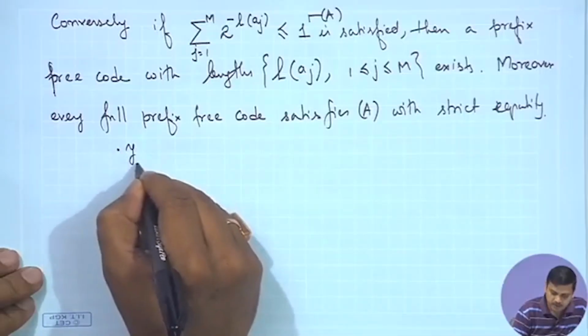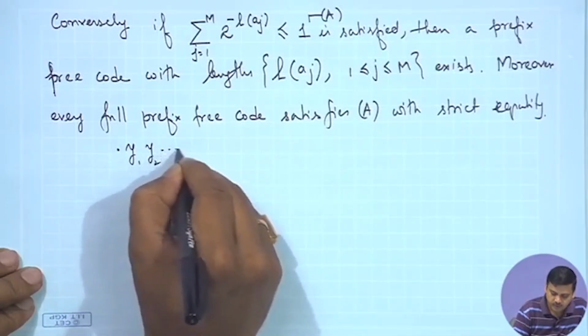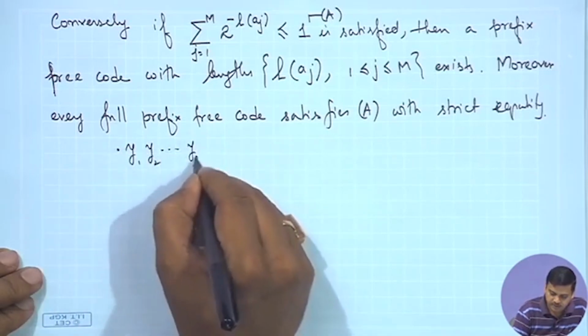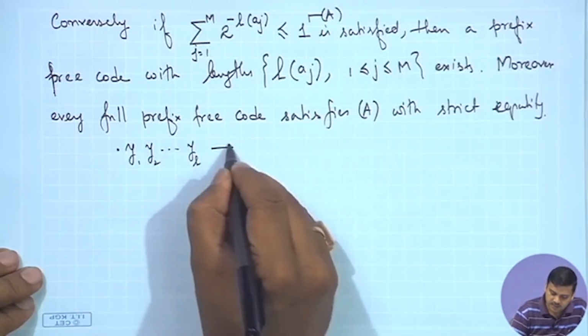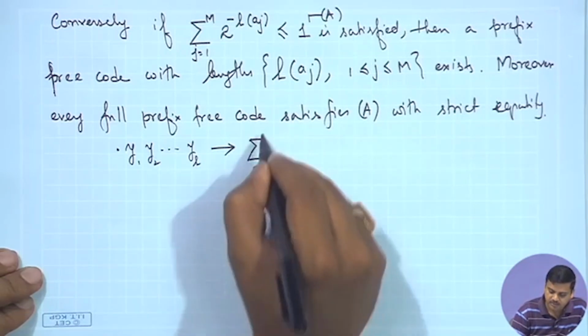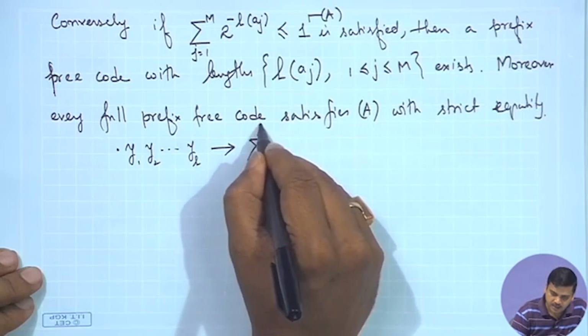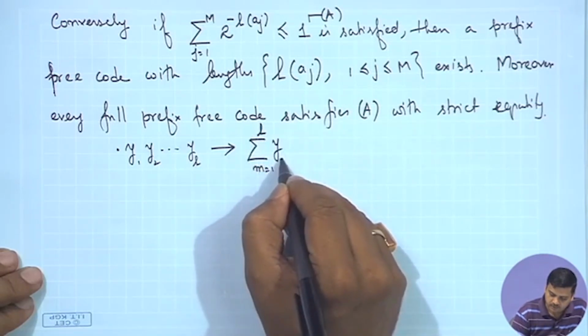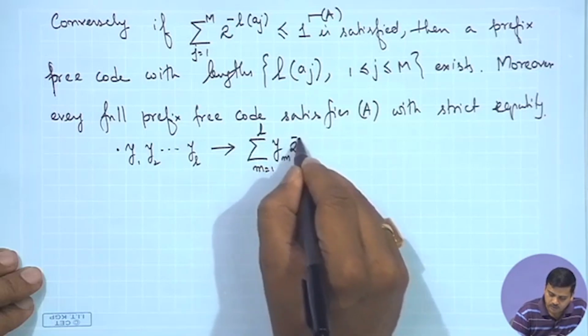Now, there is a logical proof for this particular statement, and there are many ways to go around this proof. One particular way of doing it is, you can consider a binary string. This is a decimal point. So, this can be expressed as a real number. This binary string can be expressed as the sum over m equals 1 to, let us say, L, of y_m times 2 to the power of minus m.